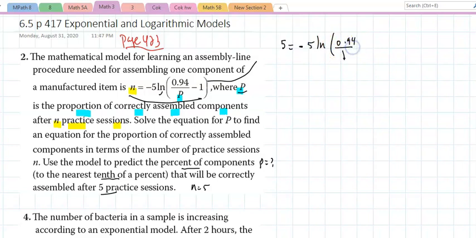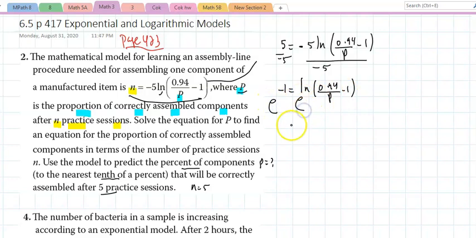what kind of an equation is that? That's a log equation. What do you do with equations? What do you do with any equation you solve in math? You isolate the variable by itself. It's a log equation. You divide by -5. And if I have a log equation and I can't solve it, I'm going to make those powers, if you recall. So e to the -1 is going to be 0.94 divided by p minus 1.